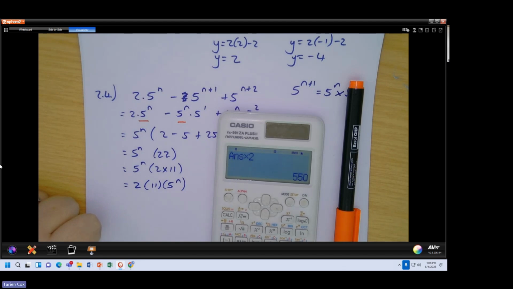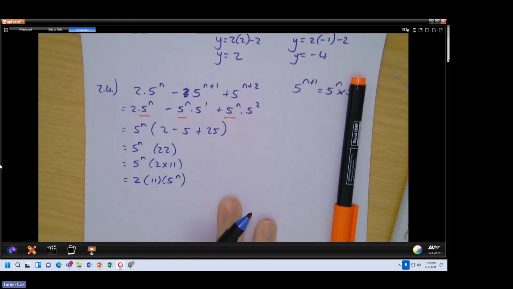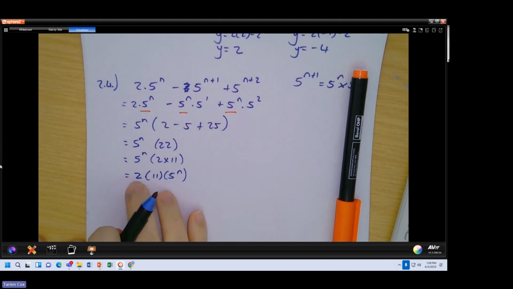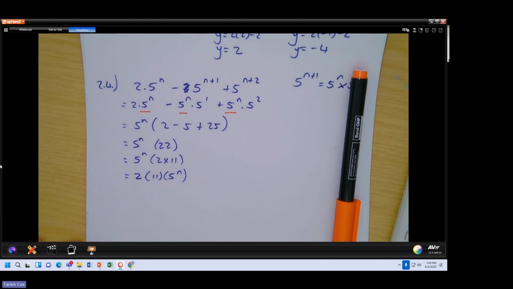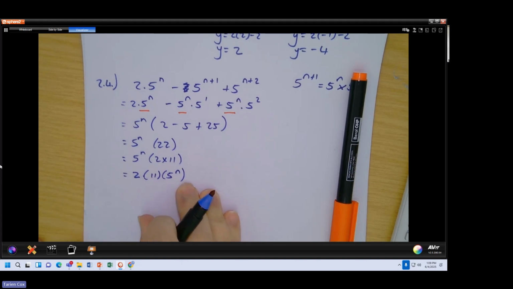So 0, 2, 4, 6, and 8 are all, if it ends with that, it's an even number. So the conclusion that we can make is that the moment I multiply with 2, which is an even number, so the moment I multiply with an even number, the answer will end up being an even number. So this is explanation enough.